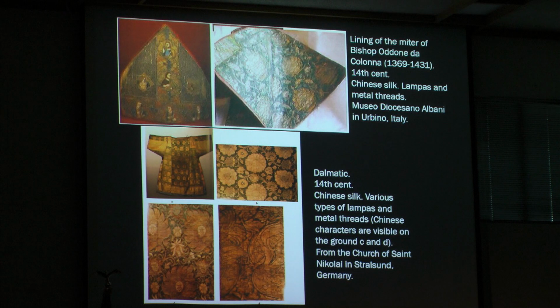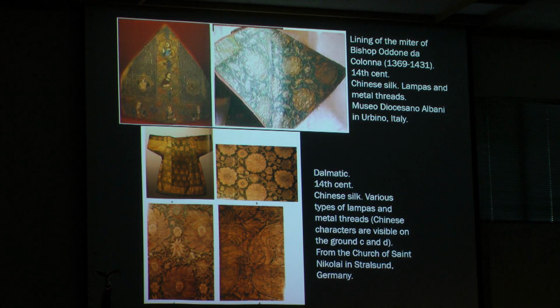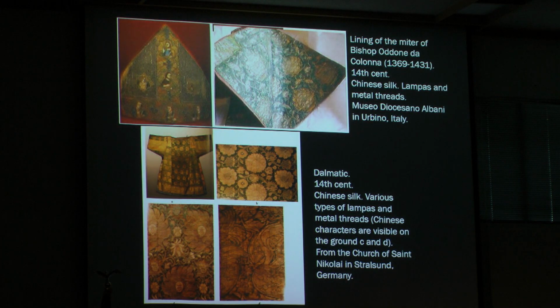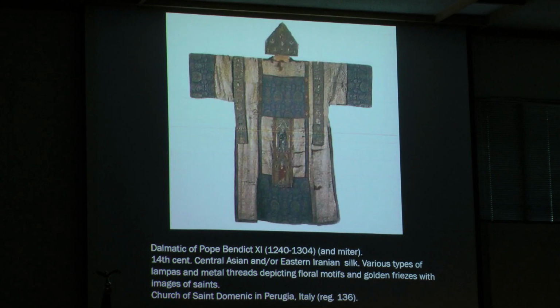An example is the mitre of the Bishop Donato da Colonna. This floral pattern also recurs in the type used for the dalmatic found in St. Nicholas Church in Stralsund in Germany, which includes Chinese characters dated to the same period. Today, many of these vestments appear as a patchwork constructed over time in a cut and paste process of different types of weaving of Asian and non-Asian origin.